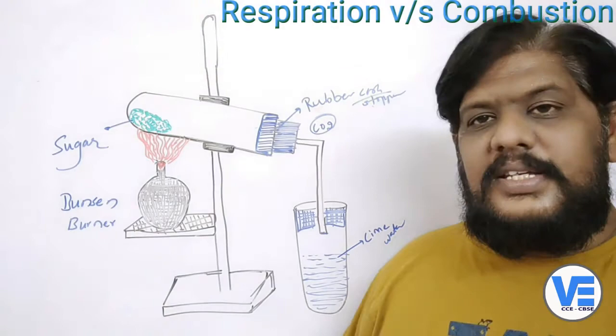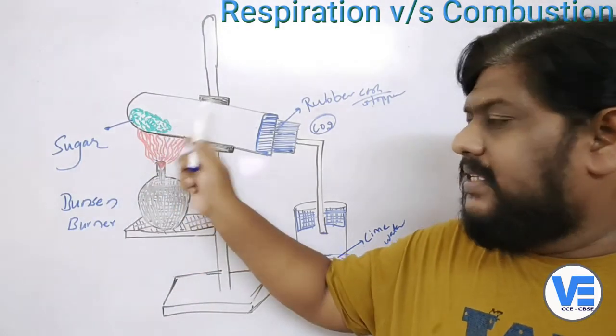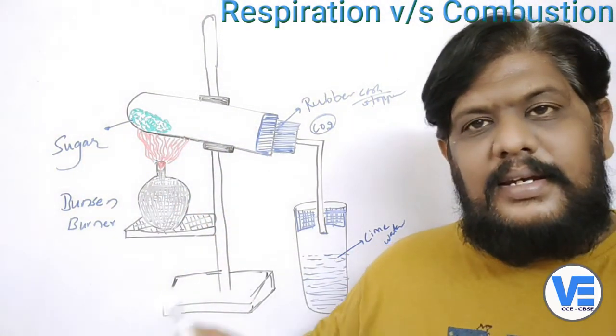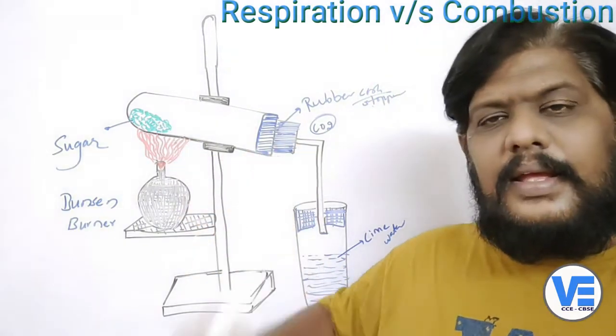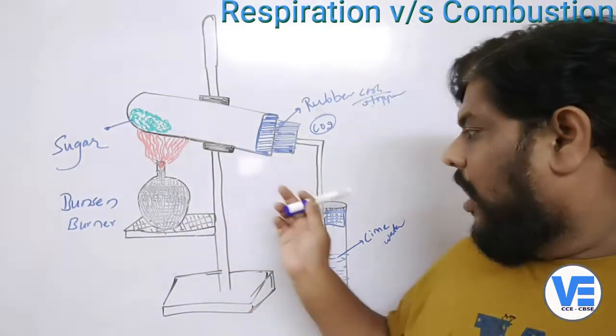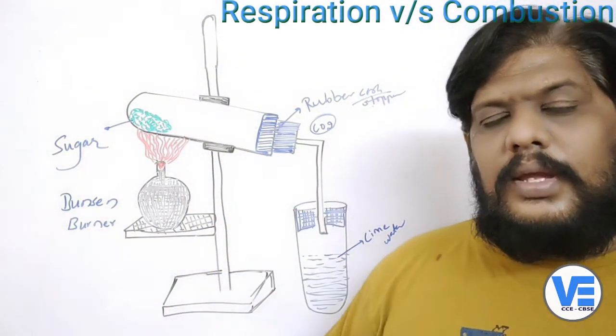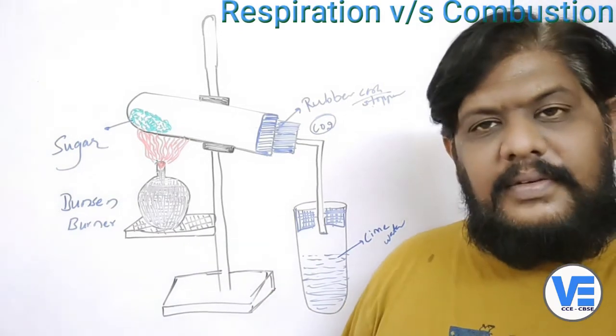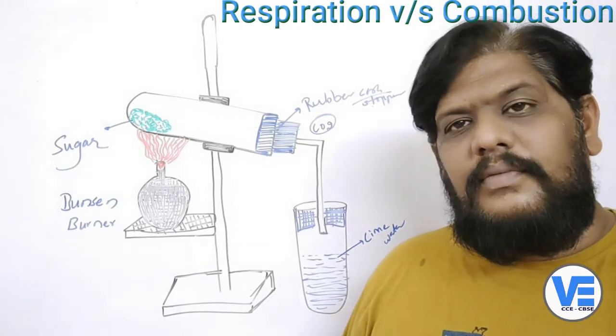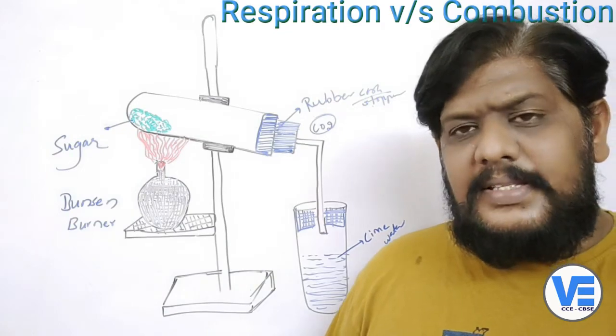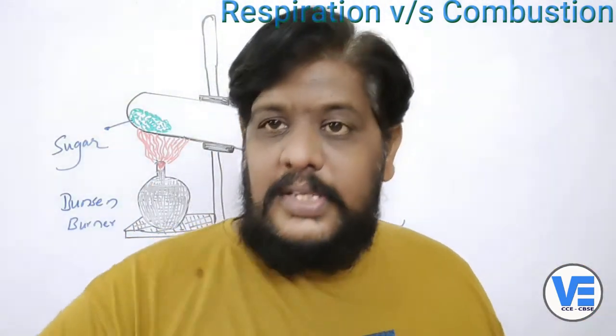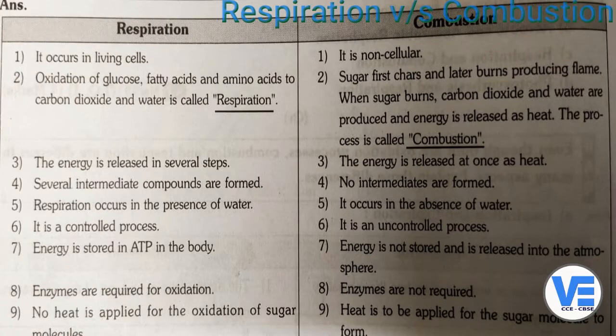Here external energy is given. Only a one-step reaction is taking place, and the glucose burns and gives out heat energy. Carbon dioxide is given, right? That is the only thing we can observe here. The rest of what we can see are only differences. On the screen you can see a slide with some differences between respiration and combustion. Just check it out.